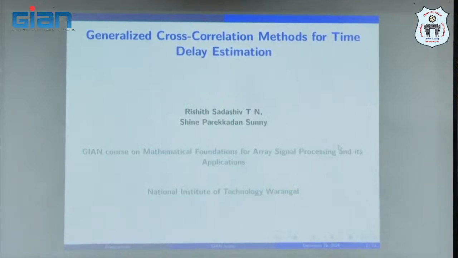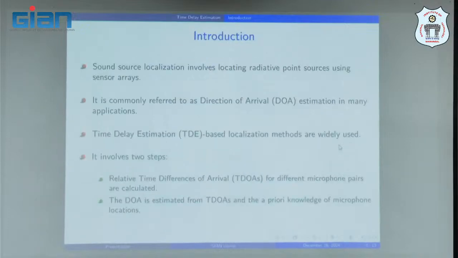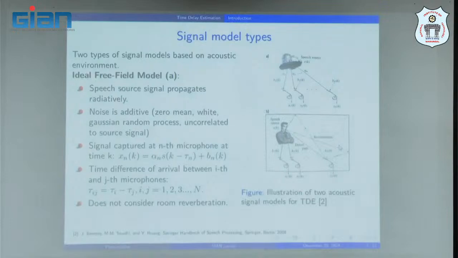Basically, we are talking about a well-known application of phased arrays, that is direction of arrival estimation. We are talking about a very common method and some challenges when we really implement it. It is basically for speech localization, to know the direction of the source of the speech. It involves two steps: you have to know the relative time difference of arrival between the sensors, that is the microphones, and you have to estimate the direction of arrival from the array configuration, like the positions of the sensors.